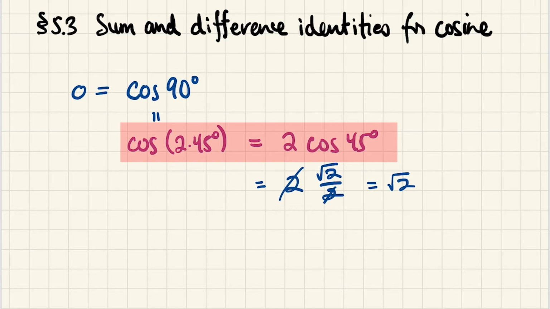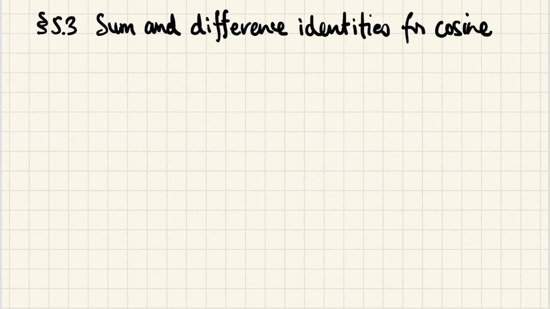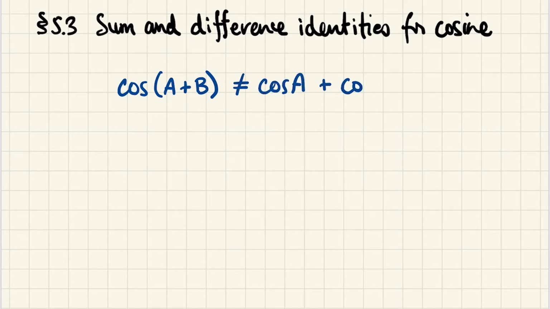That's just not true. In fact, in general, if you have cosine of some algebra like a plus b, you generally cannot just say, well, that's cosine of the first thing plus cosine of the second. It's just not going to be true.